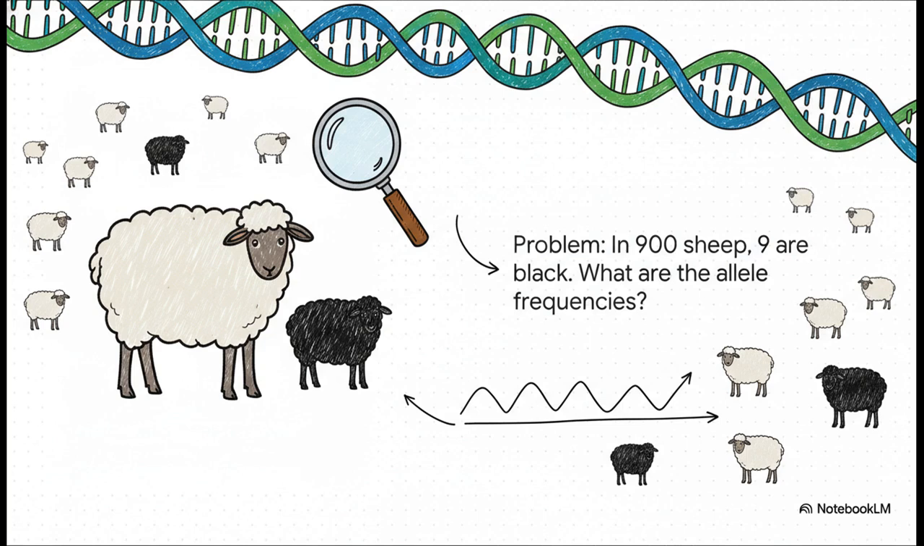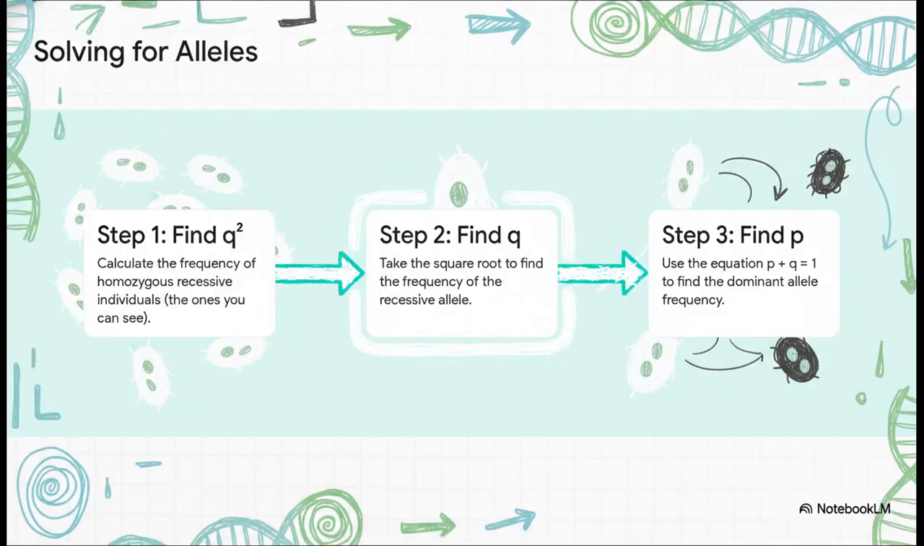So the question is, can we take that single piece of information, just the number of black sheep, and figure out the frequency of both alleles in the entire flock? Turns out, yes, we can. And there's a simple game plan. You always start with what you can see, which is the homozygous recessive individuals. That's our q². Once you have that, you can find q, and once you know q, well, finding p is a piece of cake. Let's plug in the numbers.